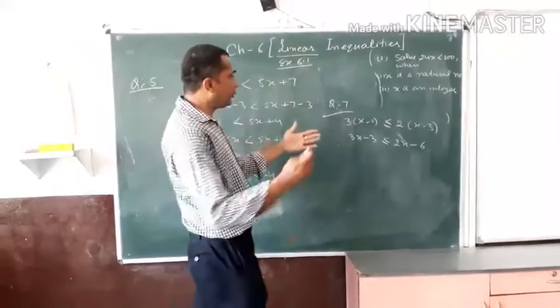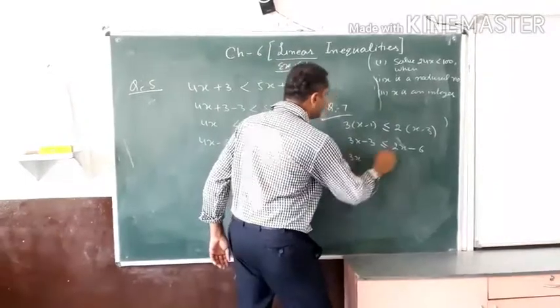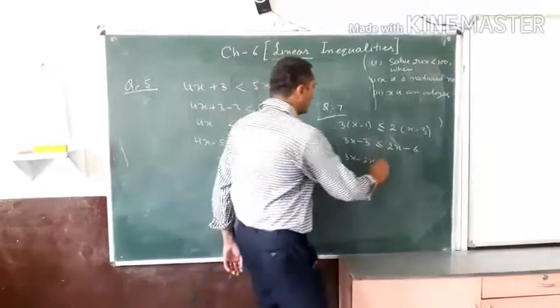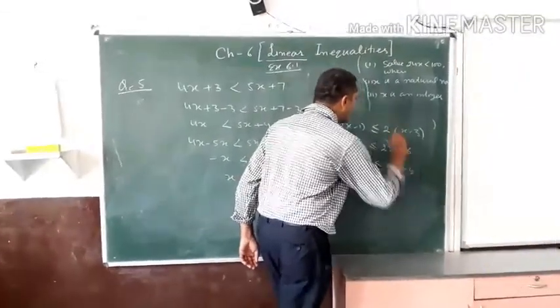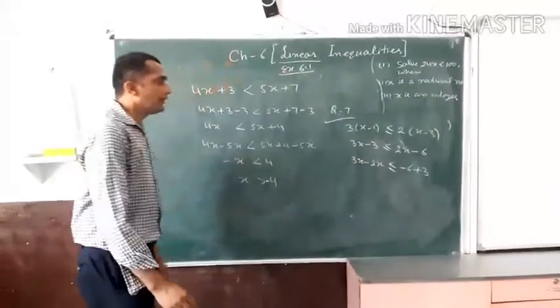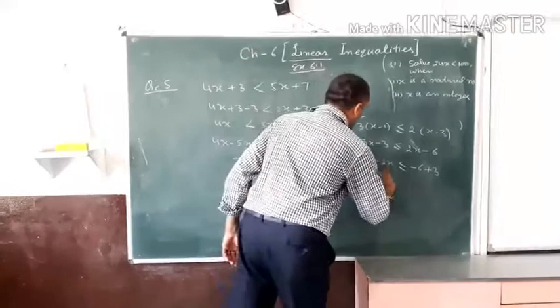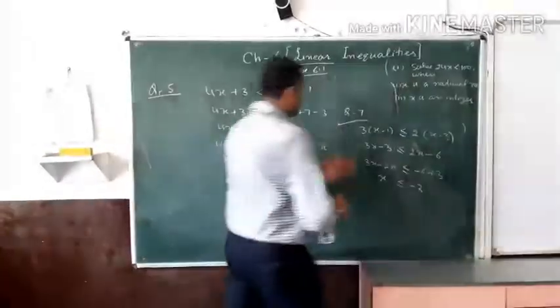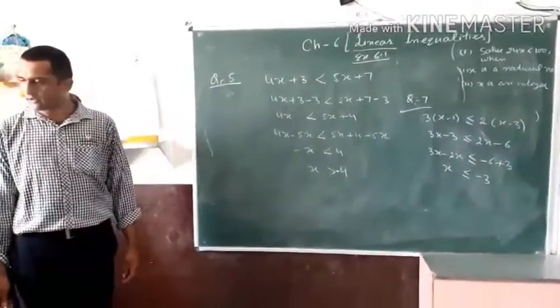So first collect the variable terms on one side. 3x will become, on this side, 2x less than or equal to minus 6 plus 3. It will be on that side, the sign will be changed. You all know that. So it will be x less than or equal to minus 3. So here the value of x will be less than or equal to minus 3.